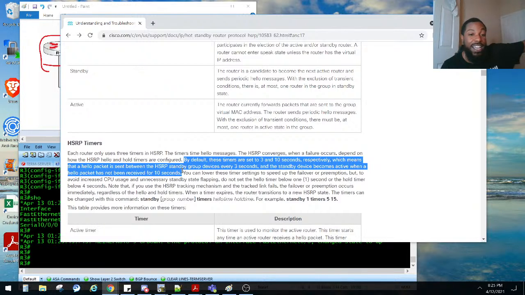So just like that guy down the street, we keep saying hello to him every 3 seconds, right? If he doesn't say hello back within 10 seconds, we consider him dead. That's the default. Well, they want us to change those timers. We're going to say hello every second, hello, hello, hello, and consider him dead every 3 seconds. So we're just going to create a faster detection of failure here, right? So let's go ahead and do that.